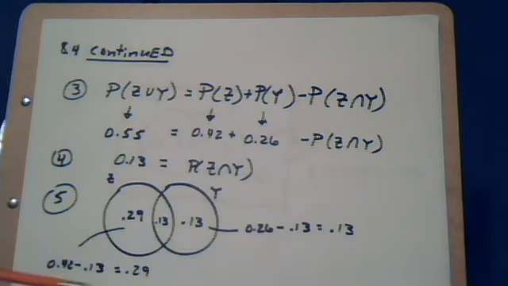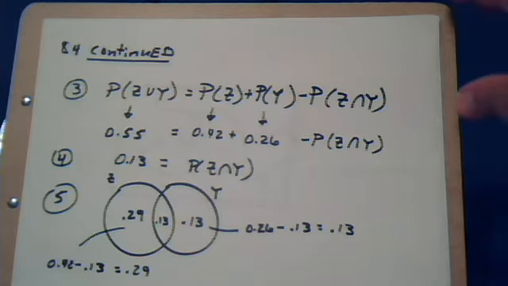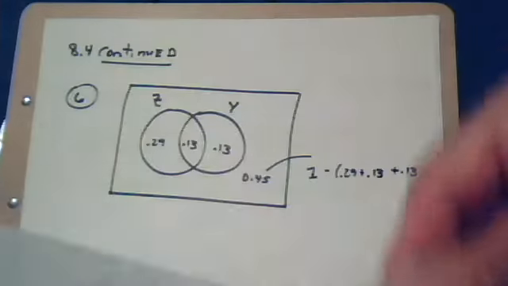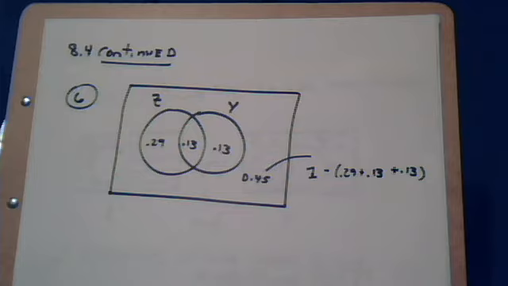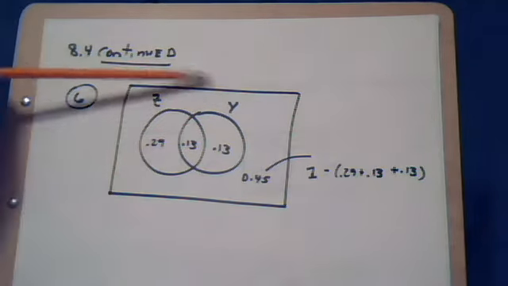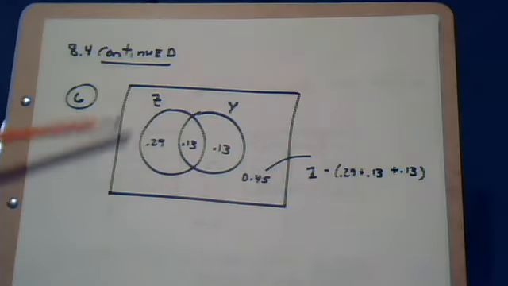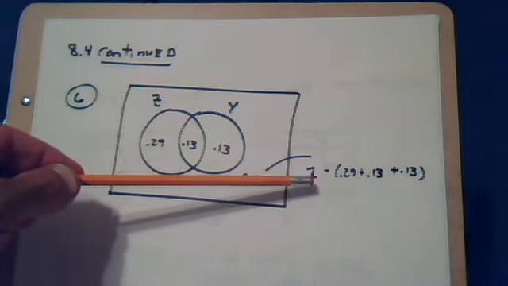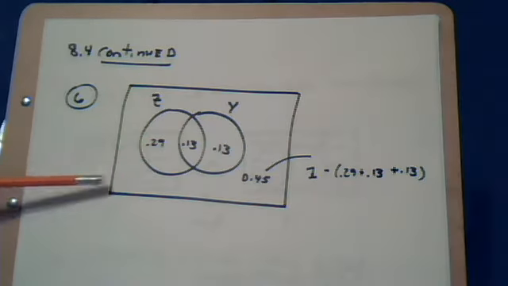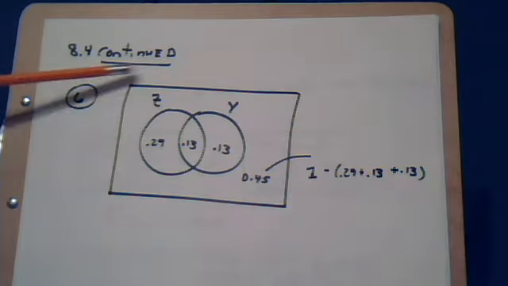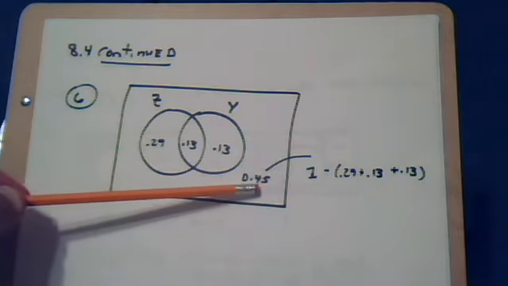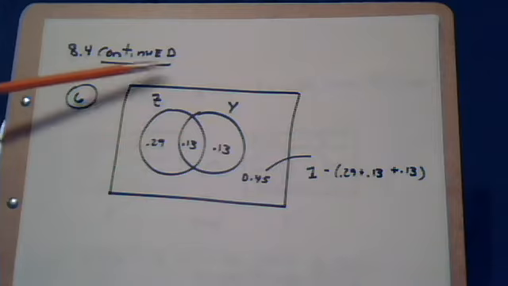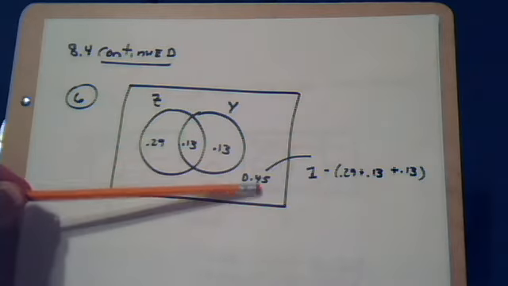We just need the outside region, the region that's outside both of the circles. For this, we need to remember that the total probability is 1. That would be like your 100%. This whole box rectangle is worth 1. 1 is like 100%, so that's the universe, the sample space. So 1 minus the sum of these will give you what's outside.